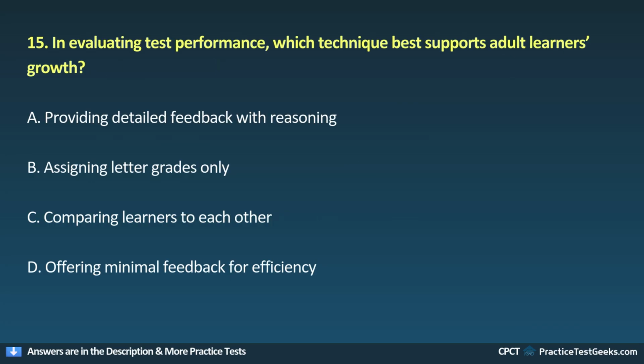15. In evaluating test performance, which technique best supports adult learners' growth? A. Providing detailed feedback with reasoning. B. Assigning letter grades only. C. Comparing learners to each other. D. Offering minimal feedback for efficiency.